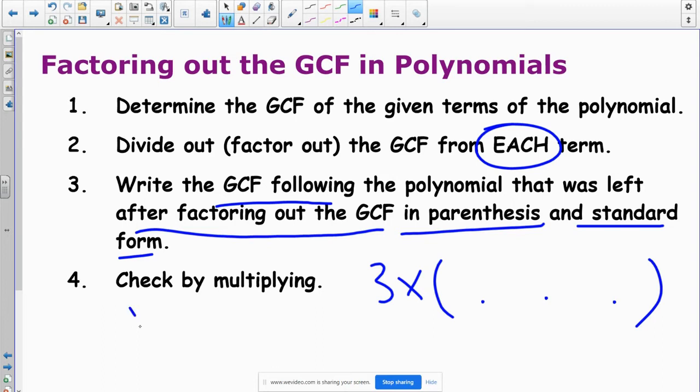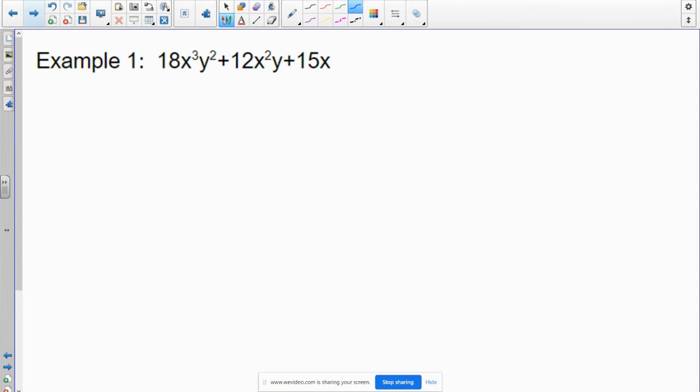And the last one, always check. So go ahead and multiply back out and make sure you get that same. So let's get started with some examples here. I have 18. So first thing, remember, step 1, find the greatest common factor, determine it.